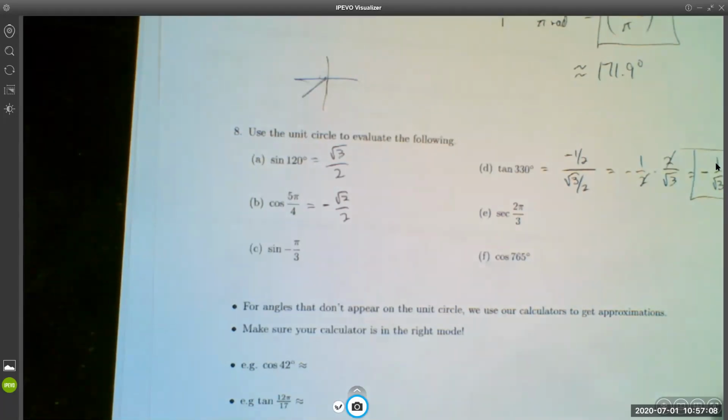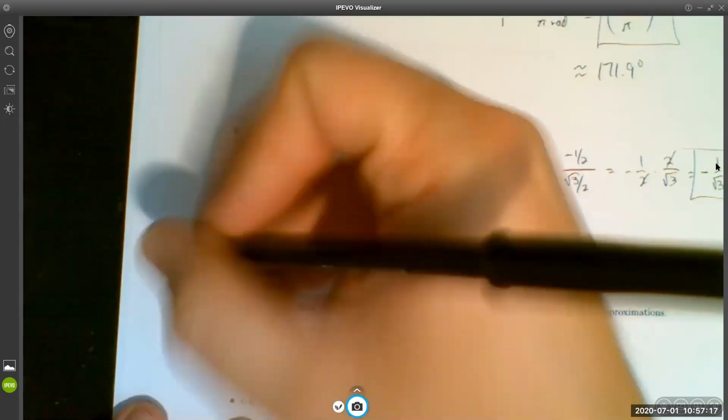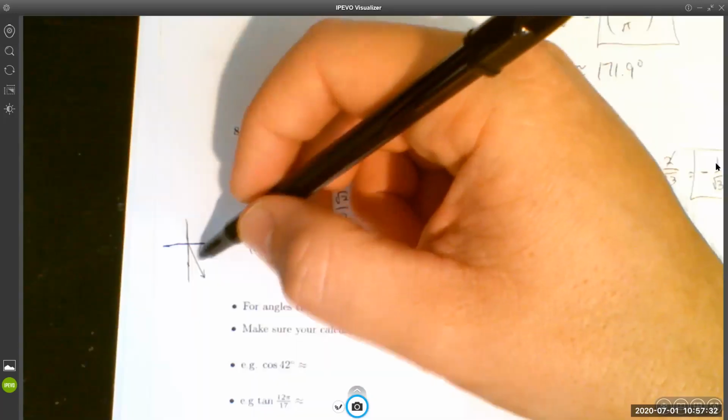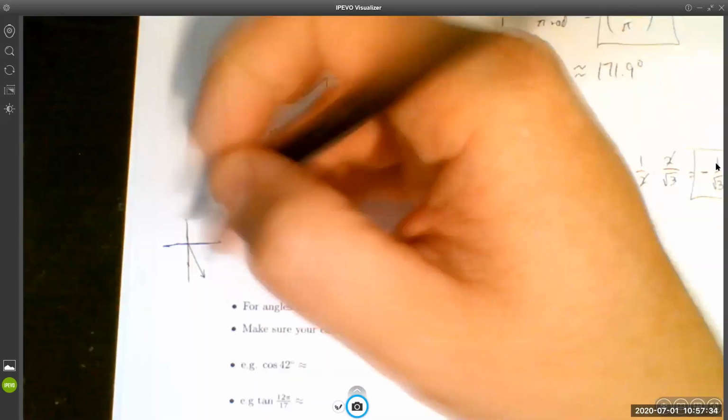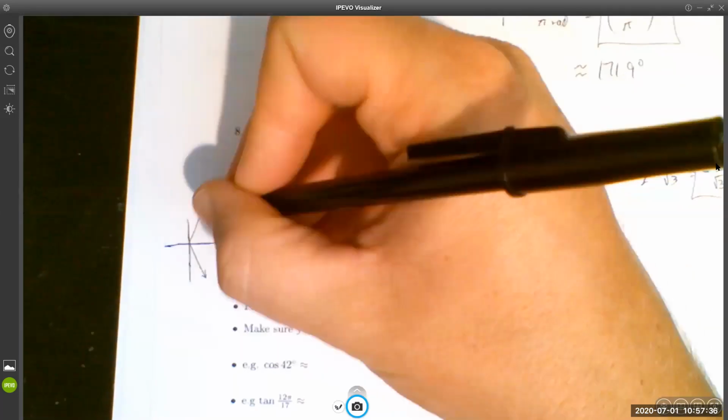Okay, here are my solutions. I'm going to do this without looking at the unit circle. Sine negative pi over 3. I know that negative angles are measured in a clockwise direction, so negative pi over 3. Sine of negative pi over 3 should have the same y coordinate as sine of positive pi over 3, except it's going to be negative, right?